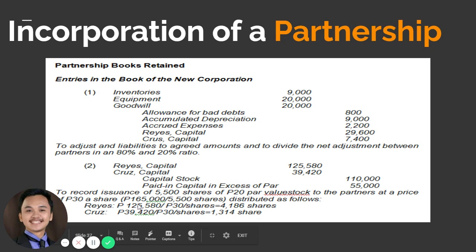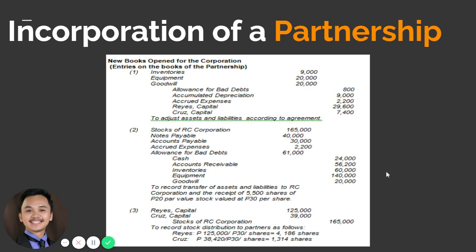So, therefore, the 165,000 is worth 5,500 shares. That is from 165,000 divided by 30 pesos a share, and that is the 5,500 to be divided between Reyes and Cruz. Or, in short, 125,580 divided by 30 pesos per share, so Reyes gets 4,186 shares. And then Cruz gets 39,420 divided by 30 pesos per share, so he receives 1,314 shares in the partnership.